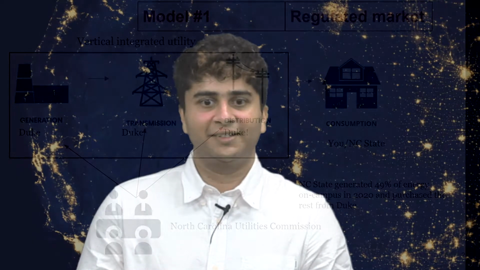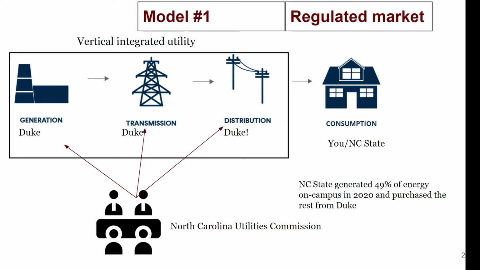Just a quick side, the reason we included NC State there is because NC State has a bit of a hybrid structure where we generate some of our own electricity and we purchase the rest from Duke. For example, last year, 49% of the energy that was consumed on campus was generated on campus, and 51% was purchased from Duke. That fact was brought to you by our awesome energy management team at Facilities and Operation.